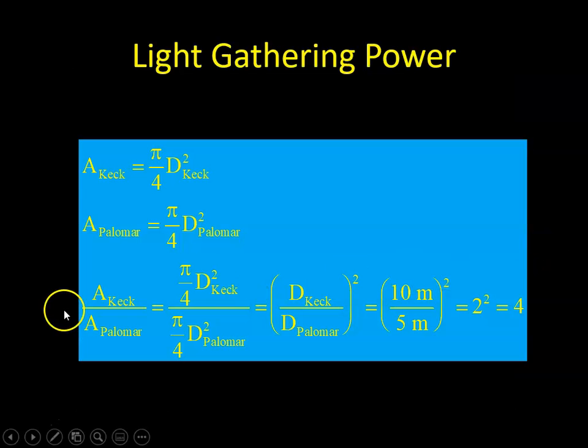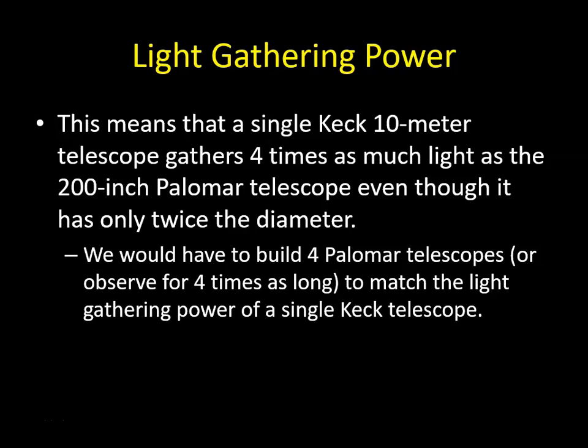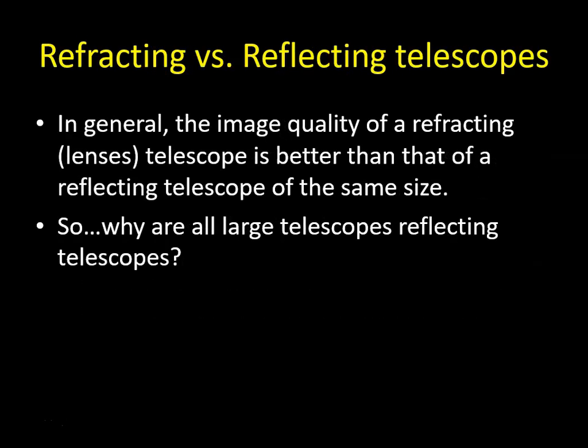So a ratio of diameters of 2 means a ratio of areas of 4, which means a ratio of light gathering power of a factor of 4. So each Keck telescope collects 4 times as much light as does the Palomar telescope. And you also have 2 of them. And the Keck telescopes are also a lot more technologically advanced. We use adaptive optics very effectively with Keck. We'll talk about adaptive optics in the next video. But still quite remarkable. You build a somewhat bigger mirror and you get much greater light gathering power.